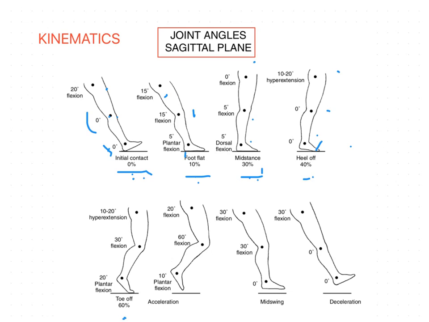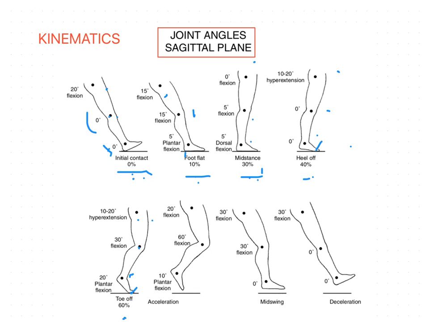Okay, now if you come to the next stage, that is toe off, at the hip we can find 10 to 20 degrees of hyperextension, and 30 degrees of knee flexion, and 20 degrees of plantar flexion. Here we require 20 degrees of plantar flexion, and at the toes we can find 50 to 60 degrees of hyperextension. Okay, so these are the joint angles in the stance phase.